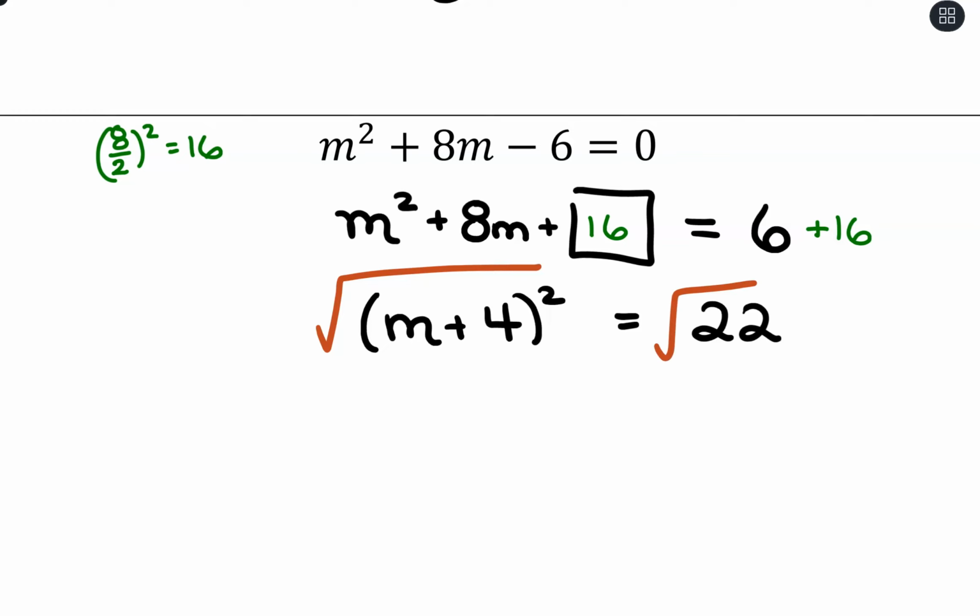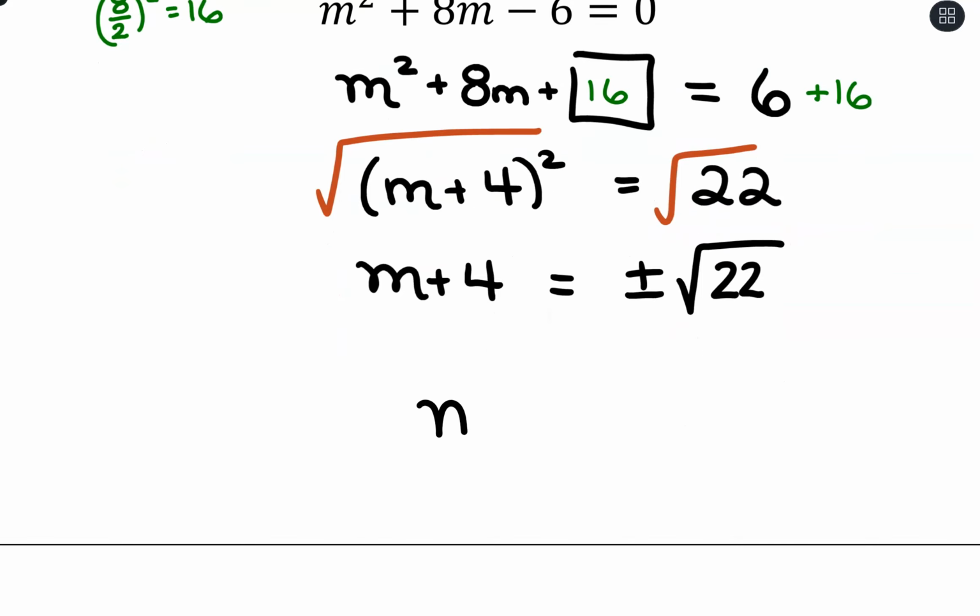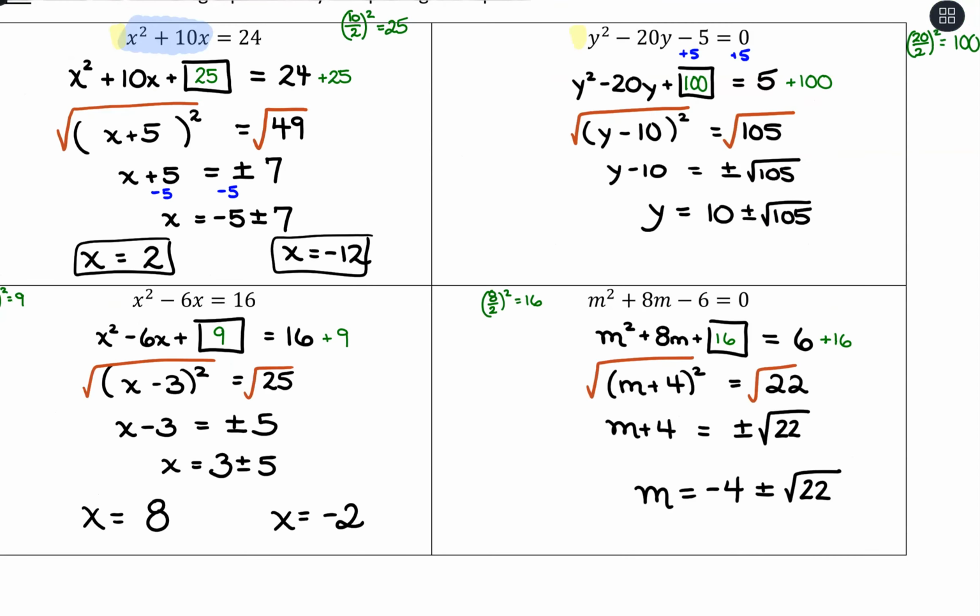Square root of both sides, so we get m plus 4 out of those parentheses, plus or minus, and we're just going to leave this as a root 22. Subtracting 4 from both sides, so I'll have a negative 4 plus or minus square root of 22. So there's our completing the square.